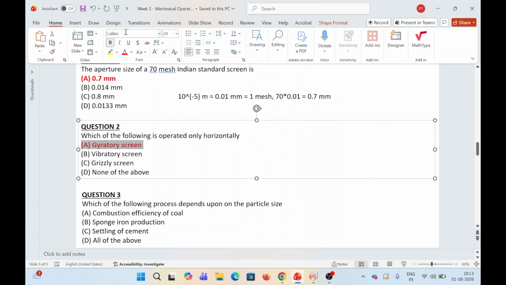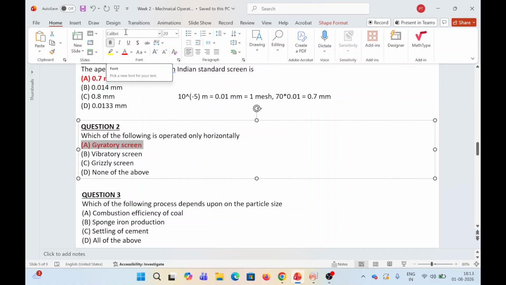Option A. Kindly have a look at this, because this question, you just need to look at this answer. The screen that is operated horizontally is a gyratory screen, but again please check the course content once again, so that you are sure about the answer. So let's move on towards the next question.